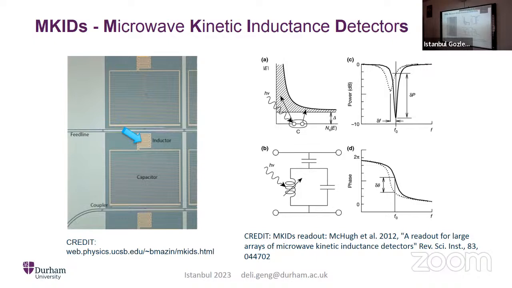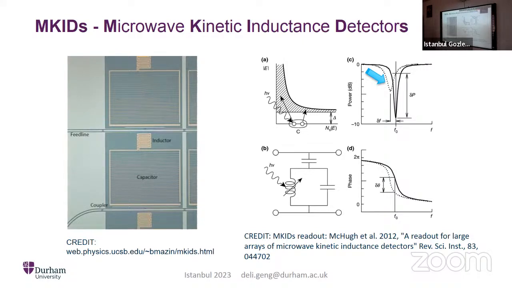You can see the detector itself has two parts. One is the inductor, the other is a capacitor, so that the inductor and capacitor form an RC oscillating circuit. When the incident light strikes the inductor, it breaks the Cooper pairs and changes the inductance, so the resonance frequency would change. Then there's an electronic system called the readout system, which will be able to detect the change. You can also see there's an equivalent circuit, an RC oscillating circuit.